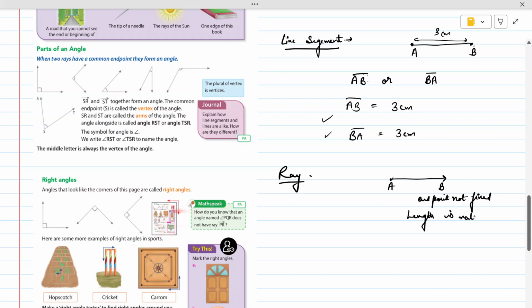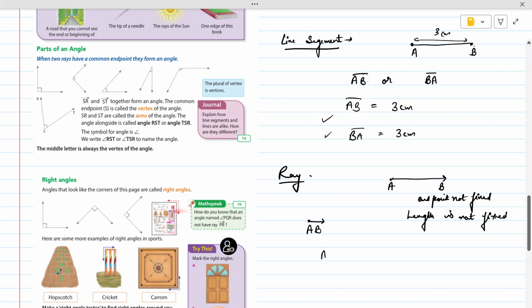So kids, till now what we have learned, the length of only a line segment is fixed. Here the length is not fixed, it is infinite. How do we represent a ray? A ray is represented by the starting point and then B where it is ending, and it goes like this. It is represented by AB with an arrow at the end on the side of B. It means it is extending in this direction, and A shows that it is the starting point.